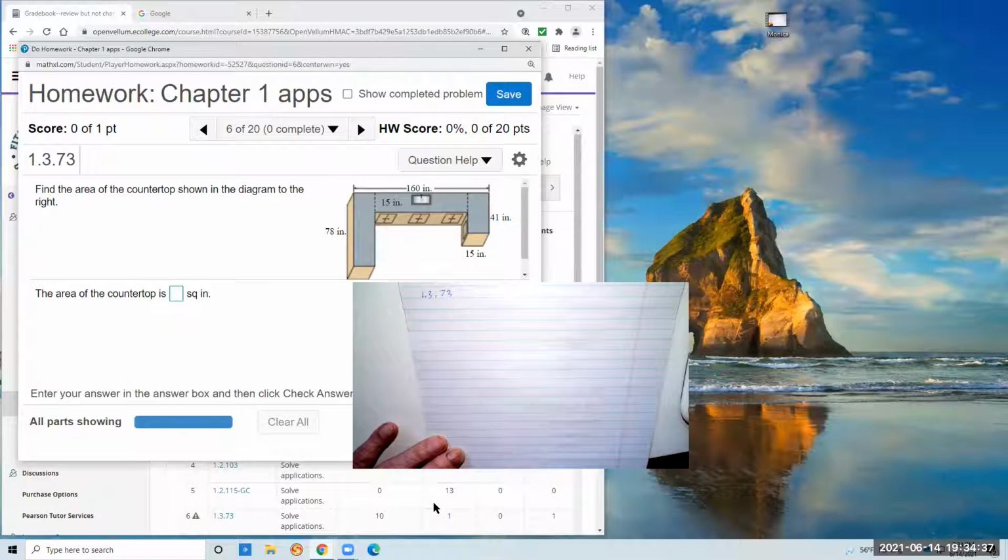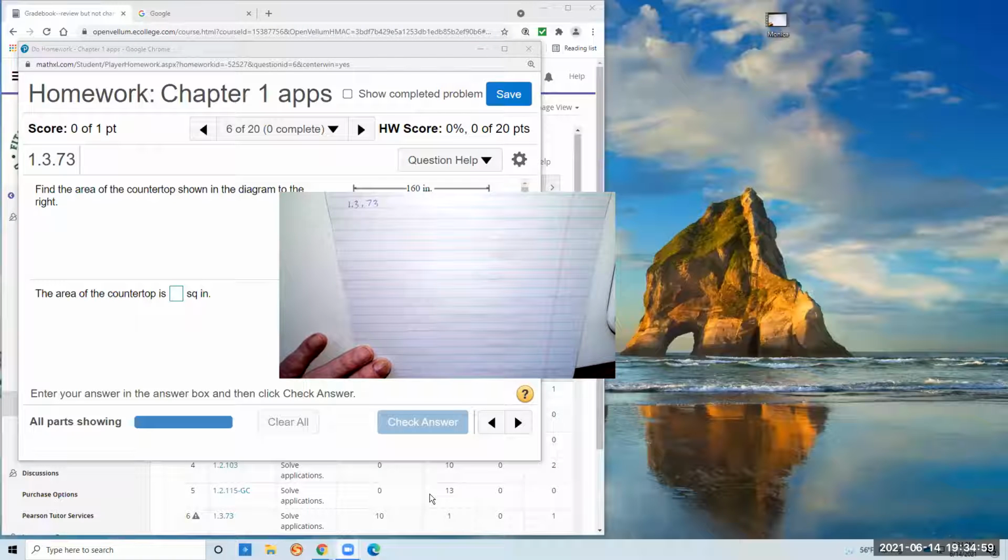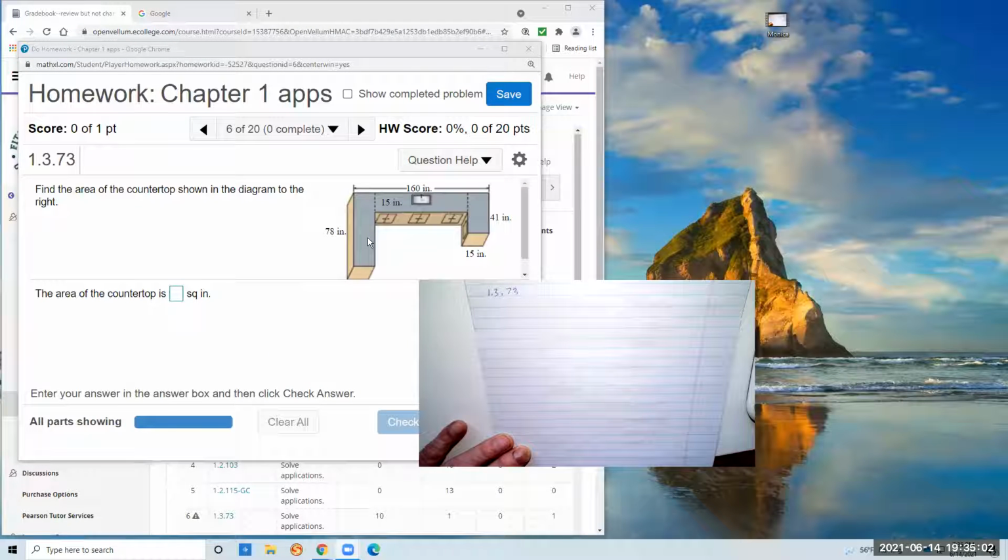The next problem tells us to find the area of this countertop. Okay, I am sharing, and so we have the area of the countertop. We need to break this C-shaped object into 3 rectangles: the left rectangle, the middle rectangle, and the right rectangle, and then add the areas of all 3 rectangles.